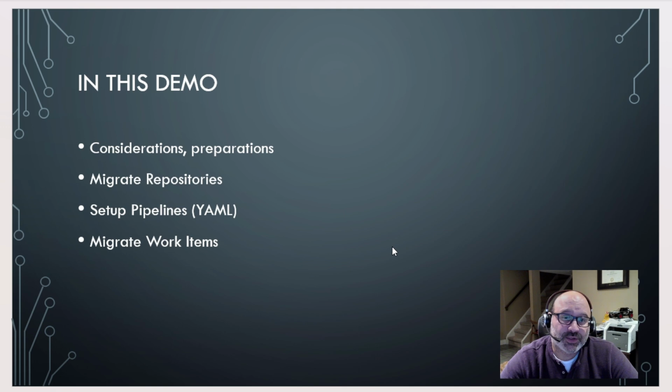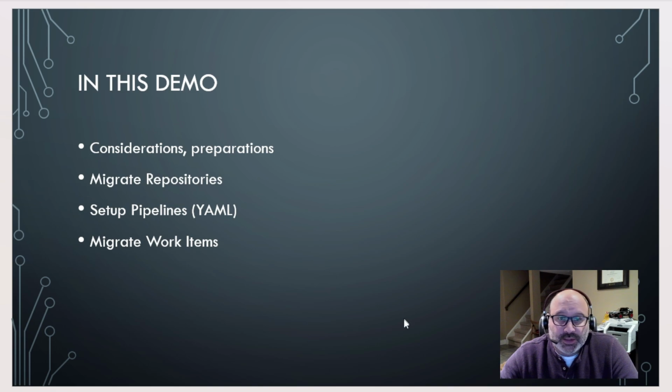Let's start with some considerations and preparations. Make sure that you have sufficient access in both organizations. You're going to need access to both organizations in different contexts. Things that are not going to be migrated automatically are things like your dashboards. If you have a nice dashboard, you're going to have to recreate it. Service connections, you will have to recreate. Extensions, you will have to reinstall them. So some things like that are still not automatically migrated. But I think that the core of what you need is going to be there.